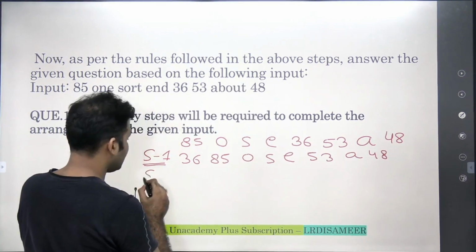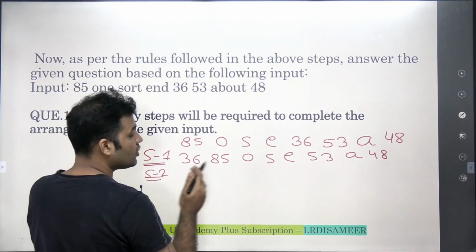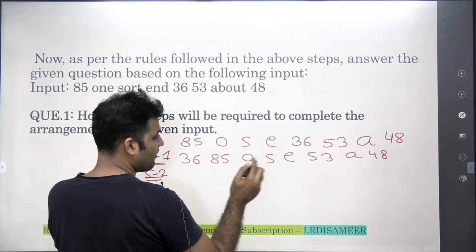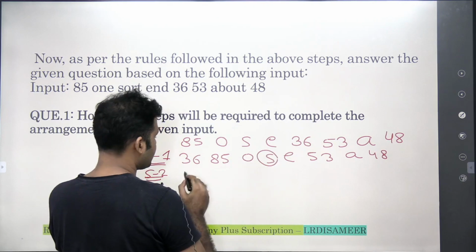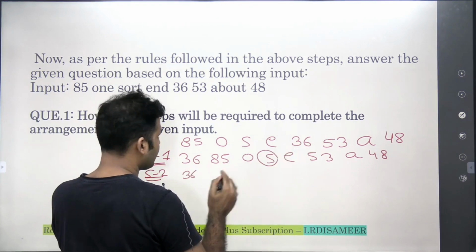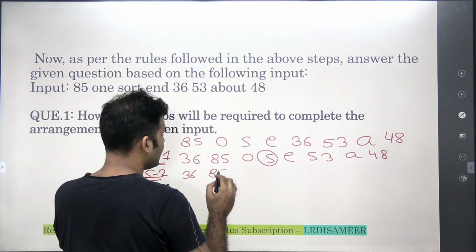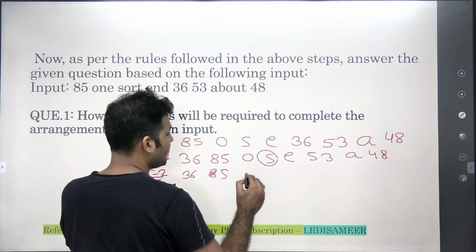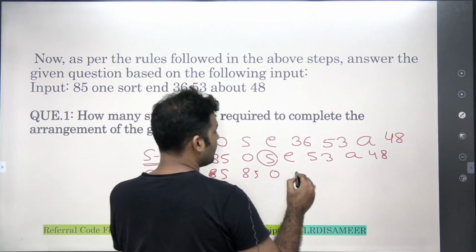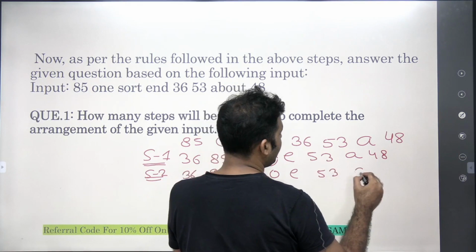What will happen in step 2? In step 2, you will be taking the largest alphabet. Which alphabet is largest? S is the largest among all the words that are present. So you will be taking S here, then 85, O, E, 53, A, and 48.